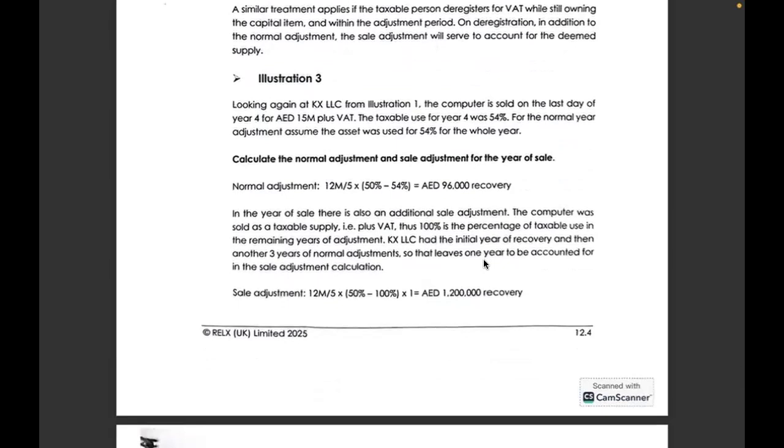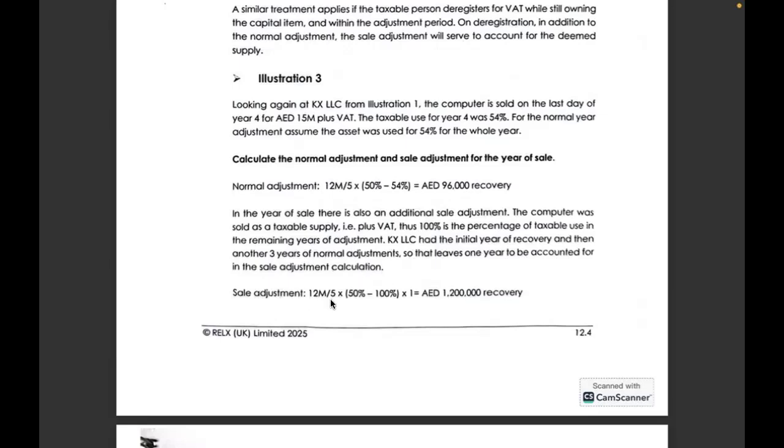In the year of sale, there is also an additional sale adjustment. The computer was sold as a taxable supply plus VAT, thus 100% is the percentage of taxable use in the remaining years of the adjustment. KX had the initial year of recovery and then another 3 years of normal adjustments. So that leaves 1 year to be accounted for in the sale adjustment calculation.